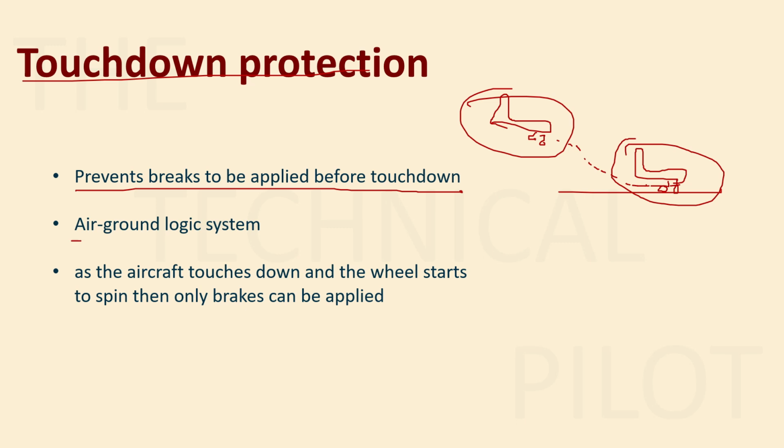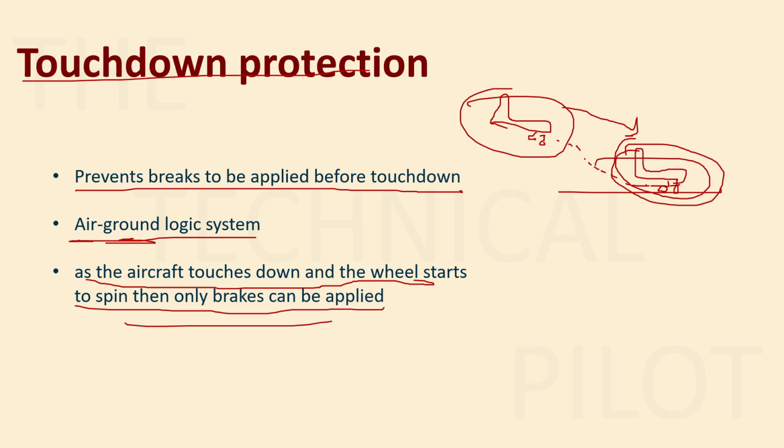So what does it use? The air-ground logic system. It is just a logic system in the aircraft which tells the aircraft computers whether the aircraft is in the air or on the ground. As the aircraft touches down and the wheel starts to spin, only then can the brakes be applied. So this is a protection system so that the aircraft does not skid on the runway, and lose direction control and braking efficiency. That's why this is a protection given by the anti-skid system.